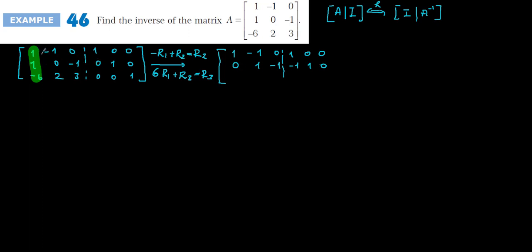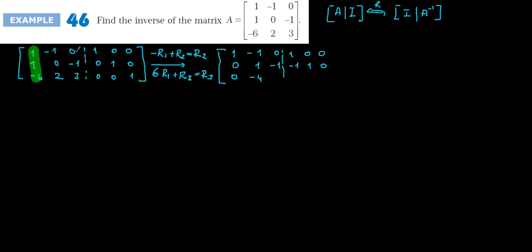Now I'm going to do the same thing for the third row, but this time I'm going to multiply by 6. 6 times 1 plus -6 is equal to 0. 6 times -1 is equal to -6, plus 2 is equal to -4.